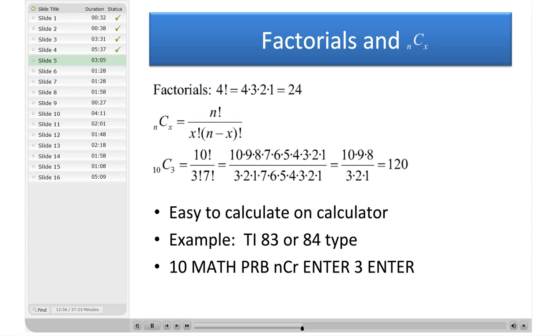Then we would have 10 factorial divided by 3 factorial times 7 factorial. 10 factorial is 10 times 9, and so on all the way down to 1. 3 factorial is 3 times 2 times 1. 7 factorial is 7 times 6 times, all the way down to 1. One thing that's really nice here is that the 7 and down all cancel out. So in the top we just have 10 times 9 times 8, and on the bottom we have 3 times 2 times 1, and we get 120.